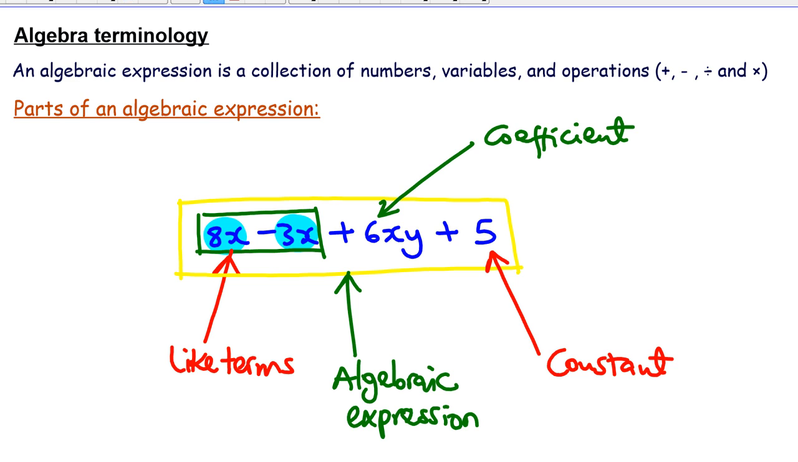Now that I've mentioned a variable, x here is called a variable, and a variable is an unknown amount represented by a letter. So any letter here is a variable. x, y, they're all variables.